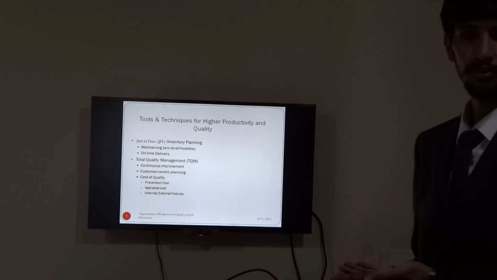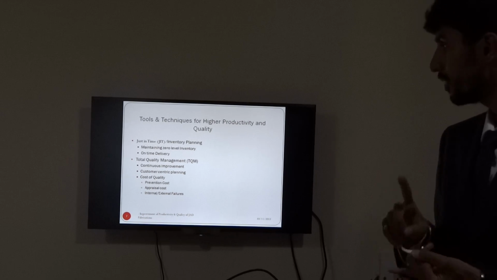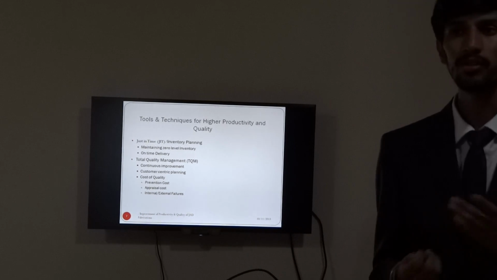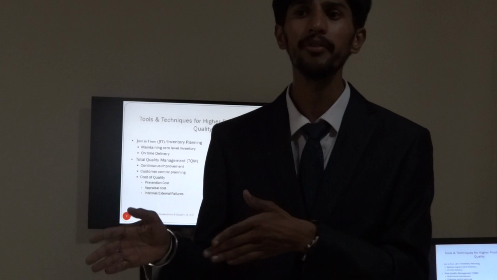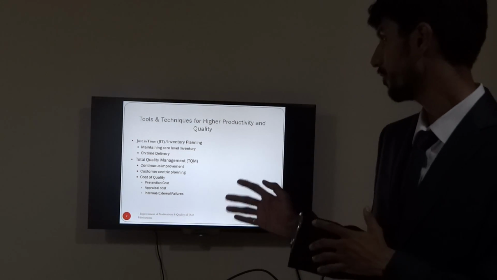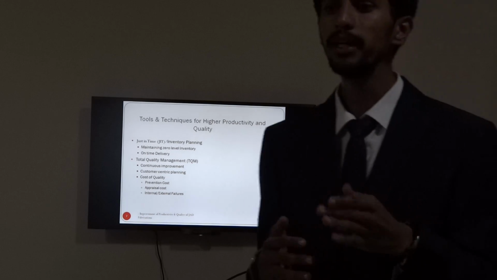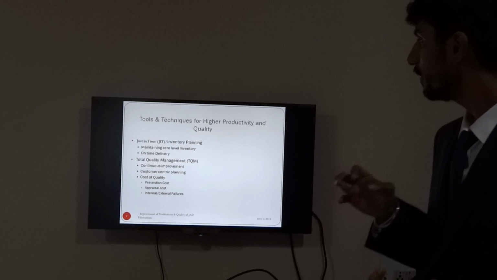Now coming to the cost of quality, there are different types of cost of quality: the prevention cost, appraisal cost, internal failures, and external failures. Prevention cost is to prevent all the costs which can be prevented by using prevention cost. Appraisal cost is nothing but the cost which can be used.